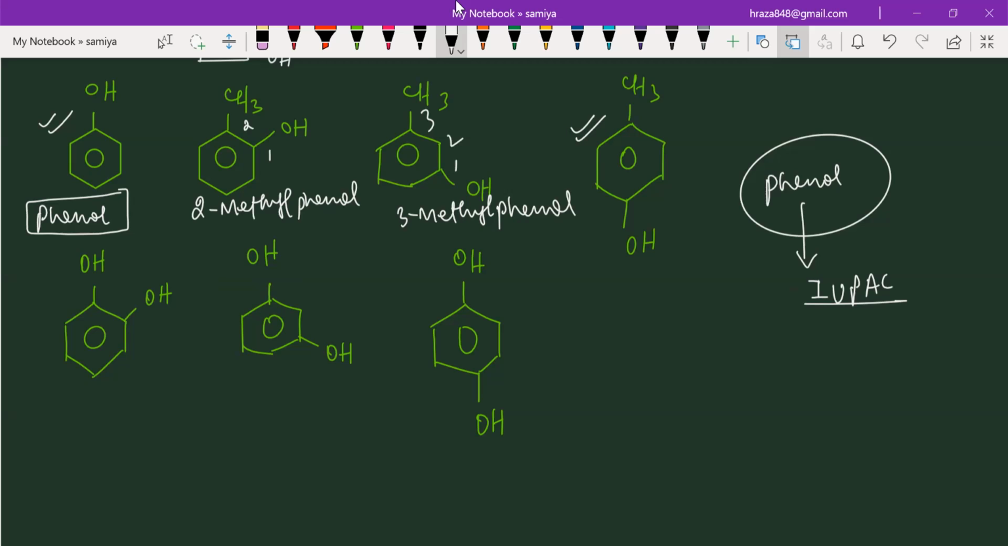Any one of you? Ayman and Madiha, what is the IUPAC name of this compound? So 4-methylphenol. Yes, 4-methylphenol.